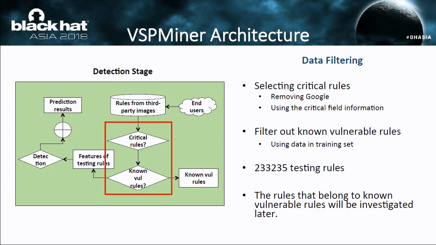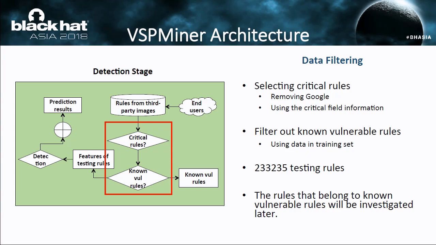Because we can acquire a large scale of data. First, we will remove the rules belonging to Google, but this is also used when we assign weight information to the features. After we remove the rules belonging to Google, we also select the critical rules from the vendor customizations.